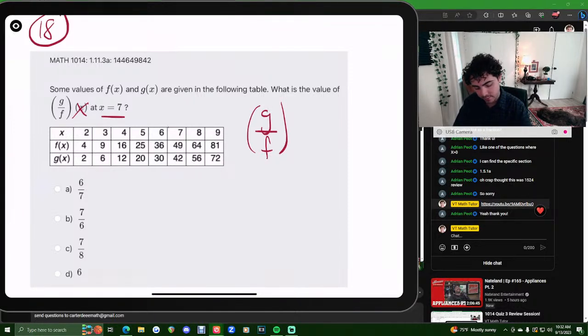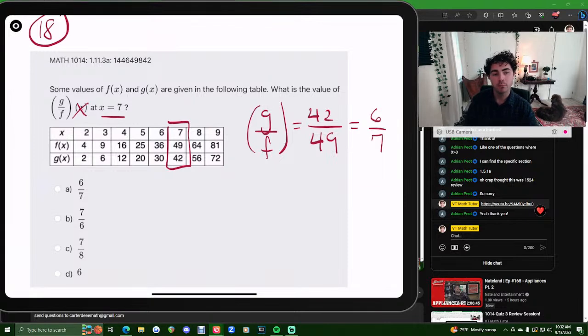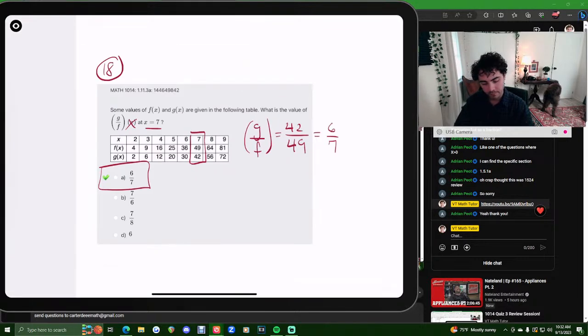So at x equals 7, we have a g value of 42. At x equals 7, we have an f value of 49. So 42 over 49 reduces to 6 over 7. If we divide 42 and 49 both by 7, we get 6/7. And that's it. All right.